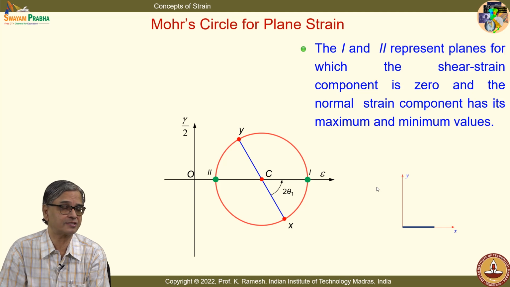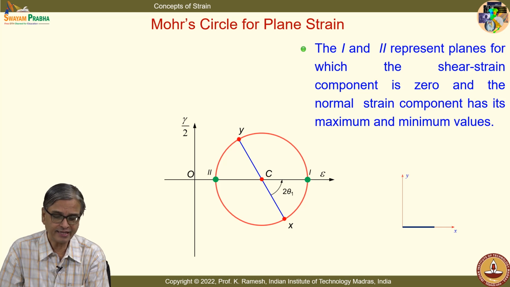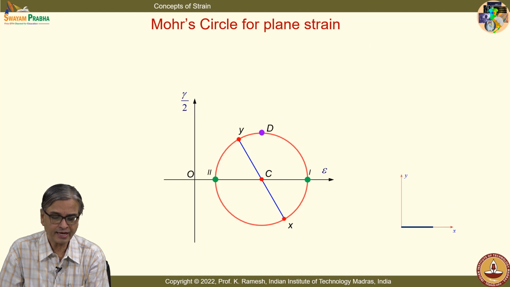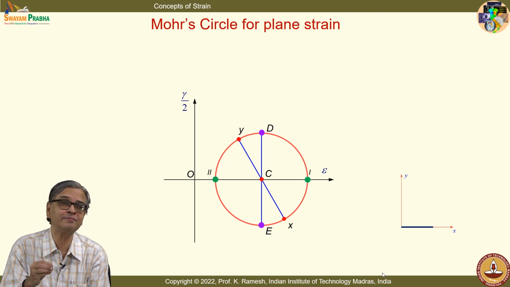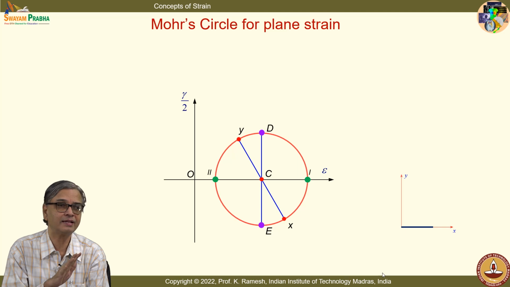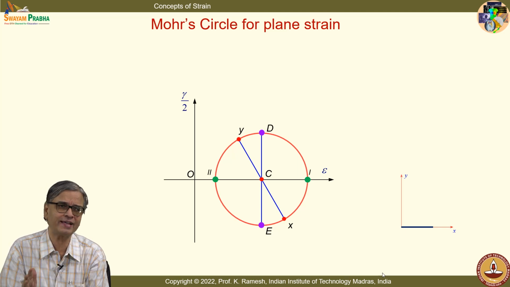Then, like we had seen maximum shear stress plane, we will also have a maximum shear strain, fine, and they can be located easily because you know very well how to locate them. I have this on the circle labeled as D and E, and like we have discussed whether it is a local maximum or a global maximum, that discussion what we have done for stress is also valid here.